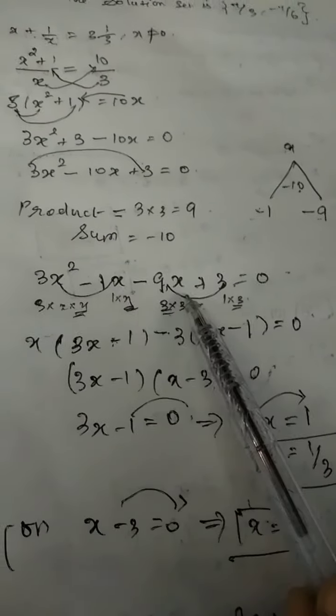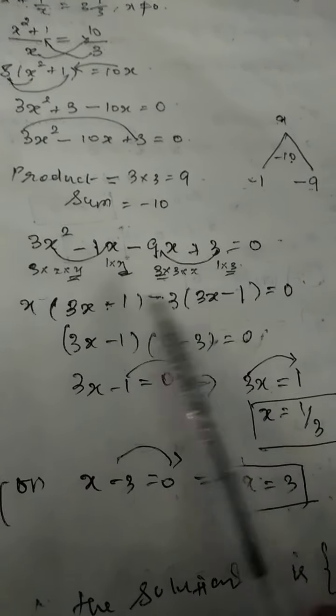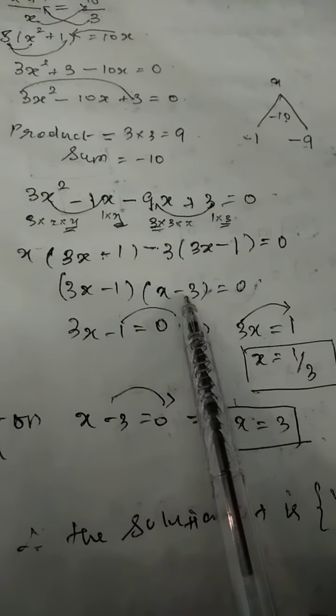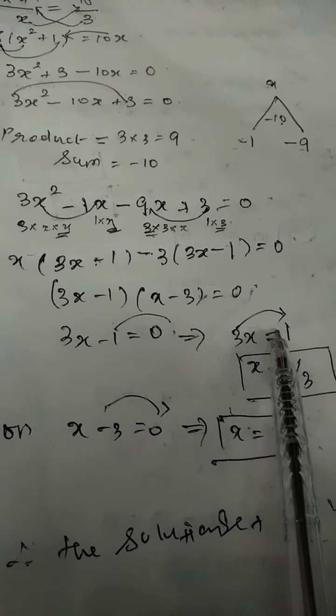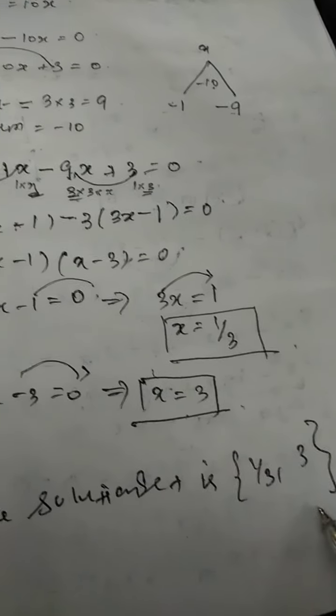Then I am splitting the middle term, grouping the first two and the last two, taking the common factors outside. Then again these two are common, taking again outside. You are reaching the linear factors. Those linear factors separately equated to 0, you can arrive at the answer for x. That is the root of the equation.